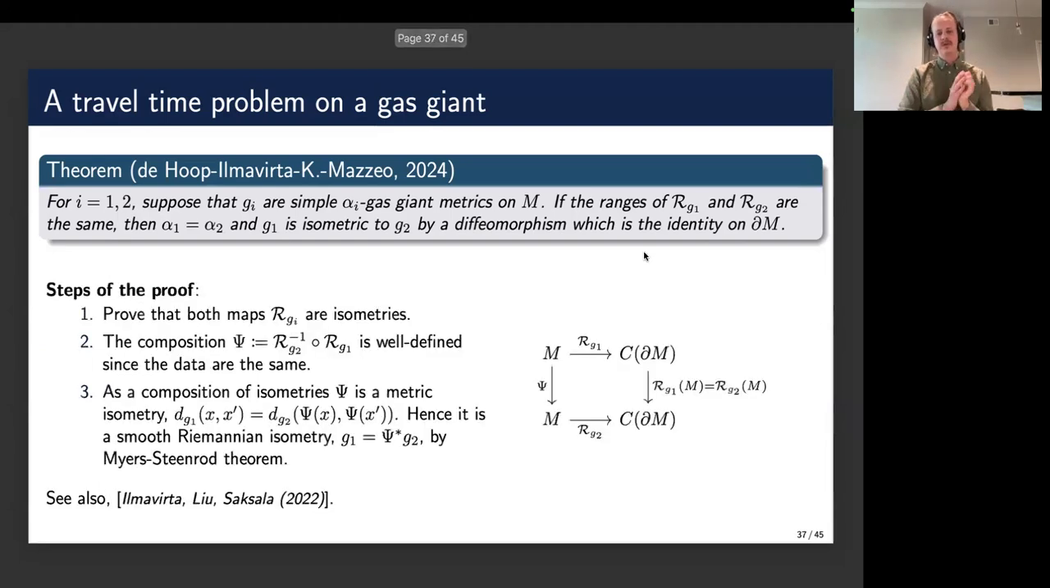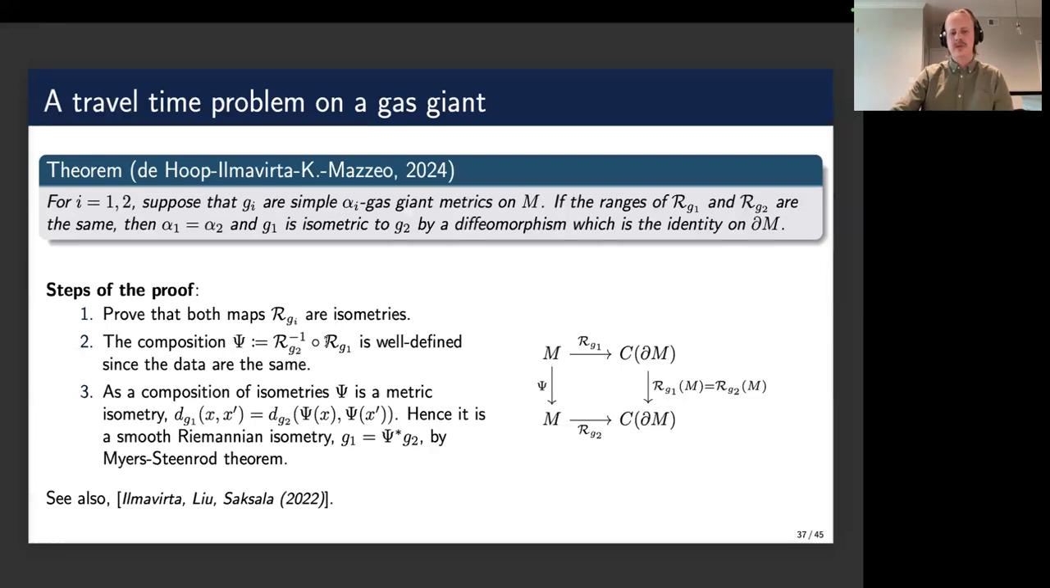Okay, the steps of the proof. We are not going through the full hoops of doing such injectivity proofs as was done in the earliest results, but there is something simpler that appeared in an article by Ilmavirta, Liu, and Saksala. They use the so-called Myers-Steenrod theorem. So let me try to explain how that works. The steps of the proof are that you want to prove that these R_{g_i} mappings are both isometries onto their image. So you want to show that this mapping is an isometry and this mapping is an isometry.